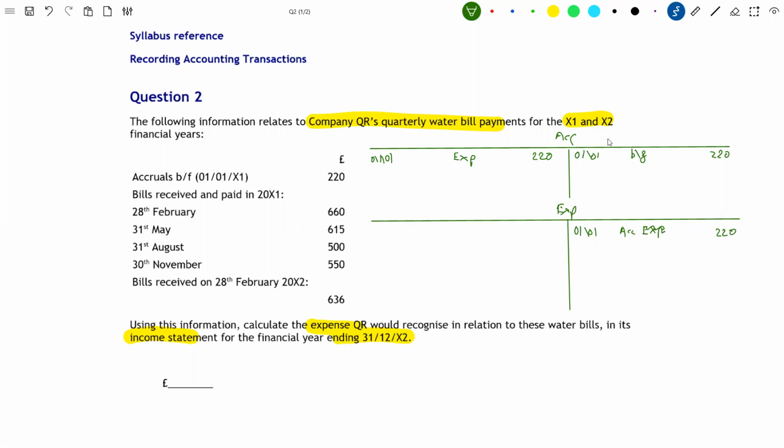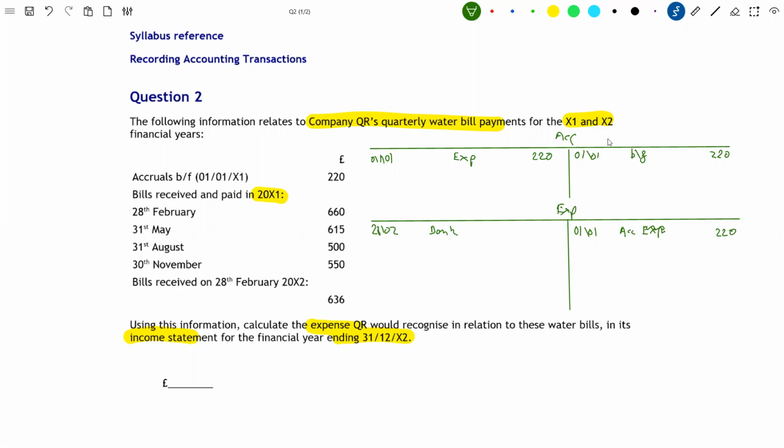We can now go ahead and actually record the transactions relevant to the 20X1 financial year, okay? So on the 28th of February, we have a bill received of £660, okay? So our first entry, how do we go about recording this? Well, of course, we are going to need to debit our expense account. And then we are going to make a corresponding credit to the bank account. Okay, so we're recognizing the expense and we're also recognizing the decrease in our asset account as a result of this purchase.